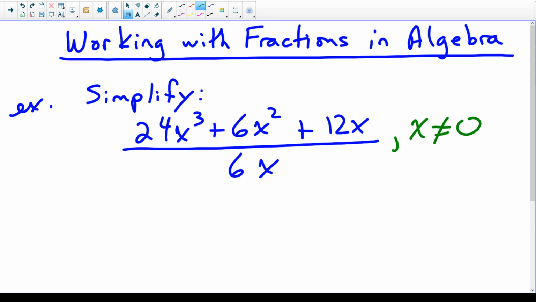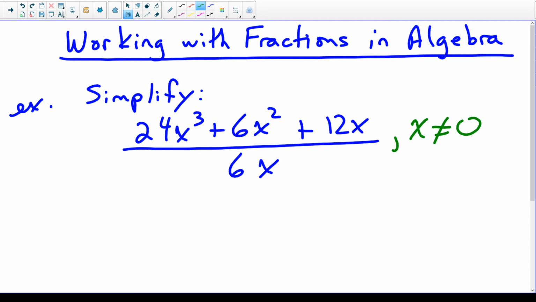I'll give you another hint. Everything at the top is adding or subtracting, adding in this case, which is evil. You can't divide when things are adding and subtracting. Aha! What you actually have to do is factor. You have to factor the top before you can cancel it out.